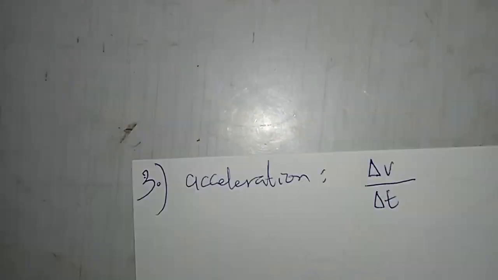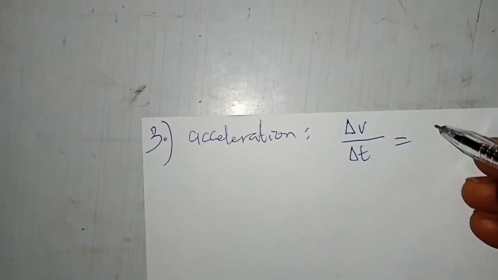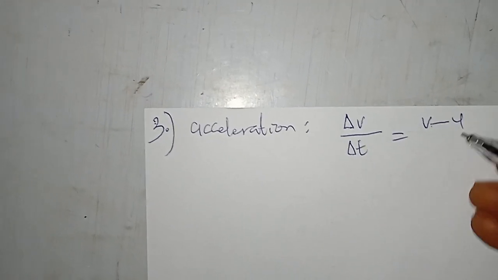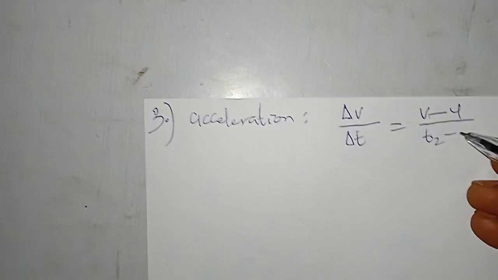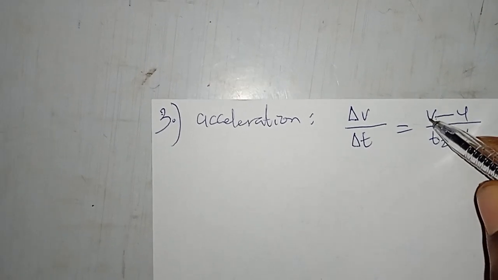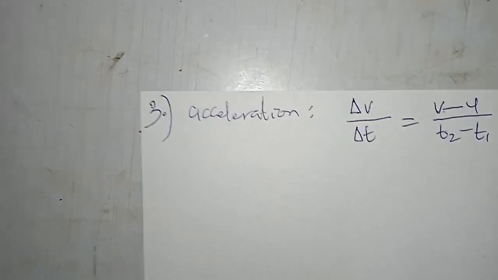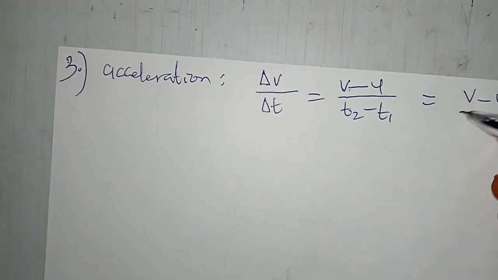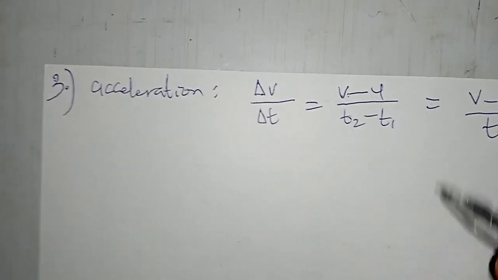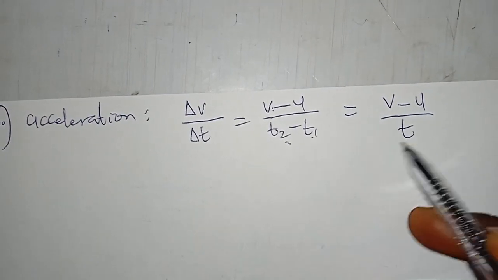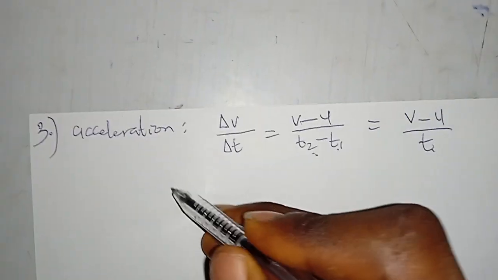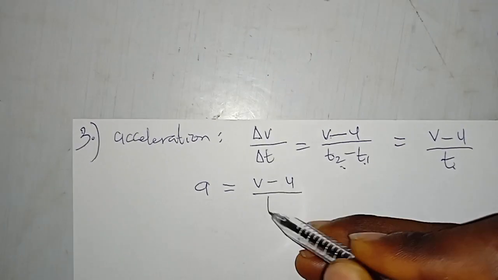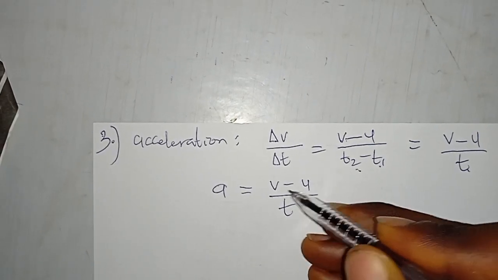So this can be the same thing as saying v minus u all over t2 minus t1, where v is final velocity and u is initial velocity. This can also be the same thing as saying v minus u all over t. You know that by the time you do t2 minus t1, it gives you just t. So that is where we get the second equation of motion, which is a equals v minus u all over t.